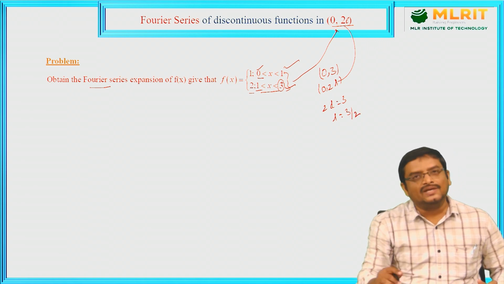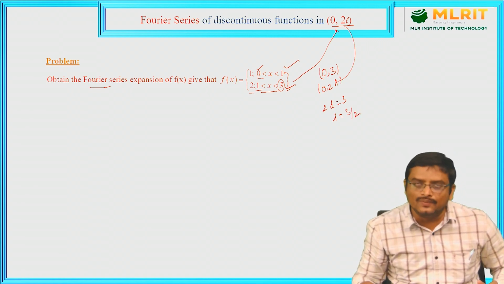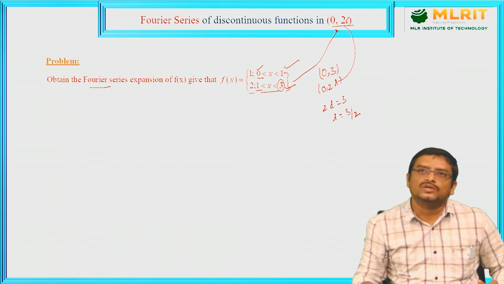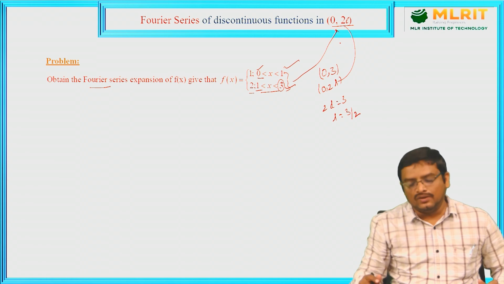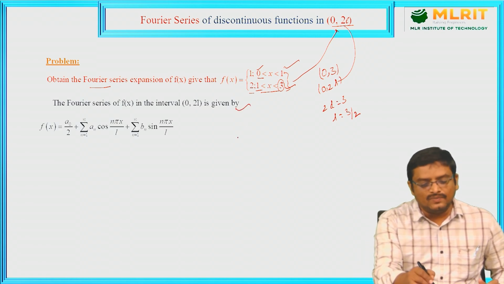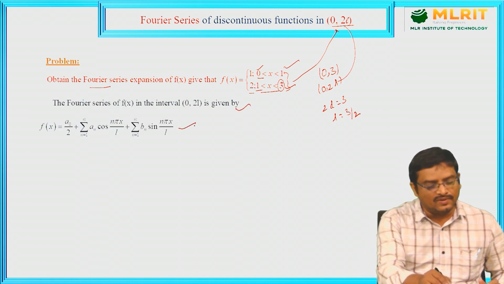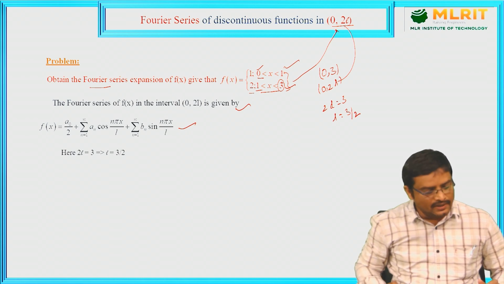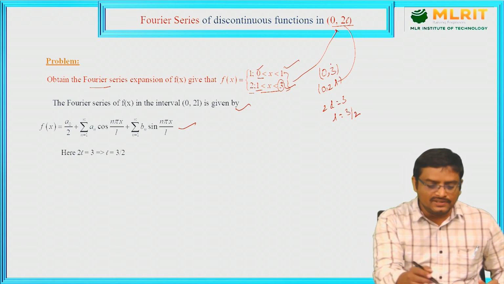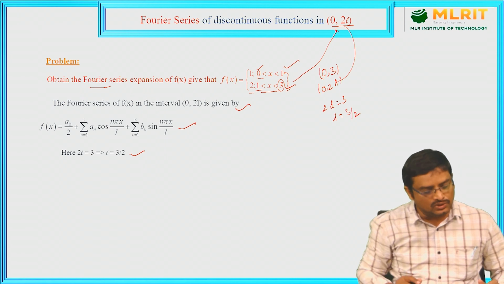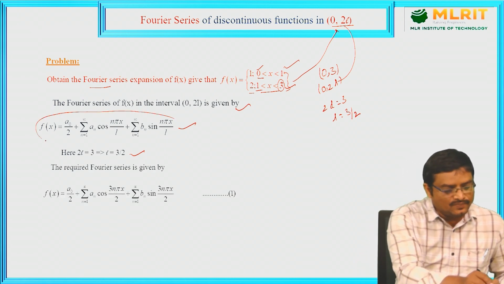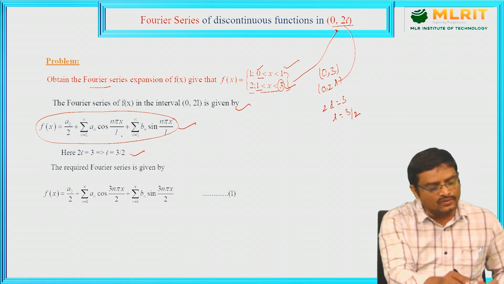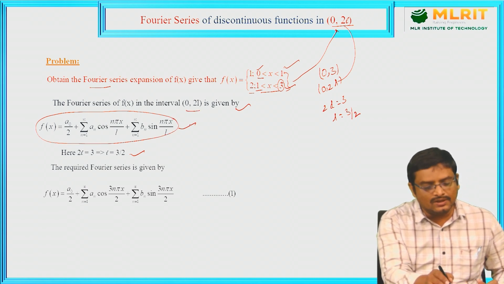So like this, for the discontinuous function we have to construct the interval, compare that interval with 0, 2L, and then find the value of L. Okay, now take the standard formula to find the Fourier series. This is the standard formula we have just seen, and similarly you compare and get the value of L. So L is equal to 3 by 2. This is the general formula we will use to find the Fourier series in the interval 0, 2L. Now we know the value of L here. So L is equal to 3 by 2.